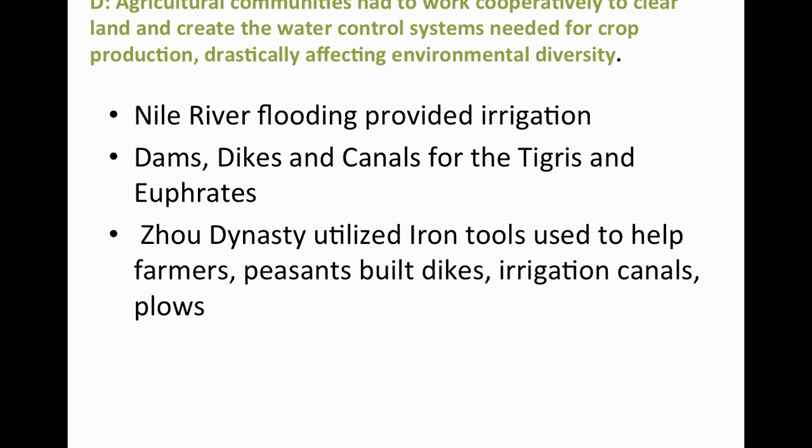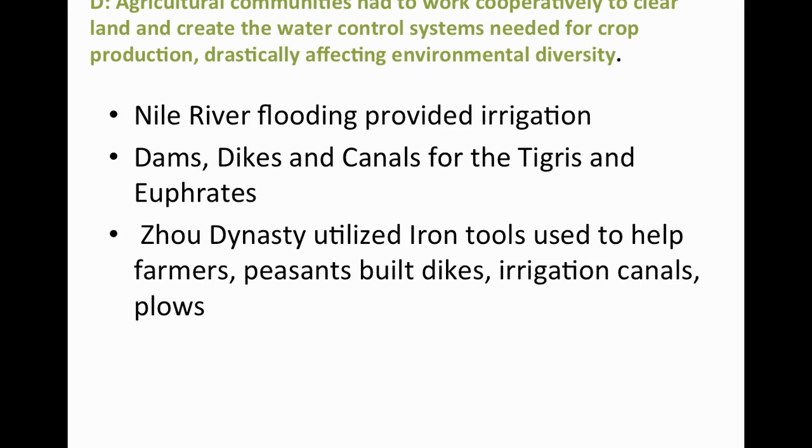All right, evidence strand D, agricultural communities had to work cooperatively to clear land and create water control systems needed for crop production, drastically affecting environmental diversity. Illustrative examples of that would be the Nile River providing irrigation. Obviously, the Egyptians borrowing irrigation techniques like the building of canals from the Sumerian people. Dams, dikes, and canals were built, obviously, by the Sumerian people along the Tigris and Euphrates.